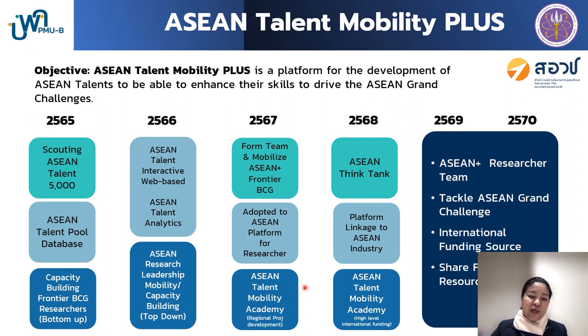member states. And we can develop an ASEAN Talent Mobility Academy training, not only from Thailand, which may be strong in BCG, but maybe other ASEAN member states, depending on what the research strength is. We can develop an academy and do training and exchanges for the researchers as well. And hopefully this pool of researchers would become a think tank for ASEAN and form teams to tackle ASEAN grand challenges. Not only that, we leverage from national funding, and if we can use that to leverage international funding sources, that would be amazing. And with that, if ASEAN banded together as a team, we can share research labs and research facilities, and hopefully really solve the ASEAN grand challenges and help our region develop and grow.